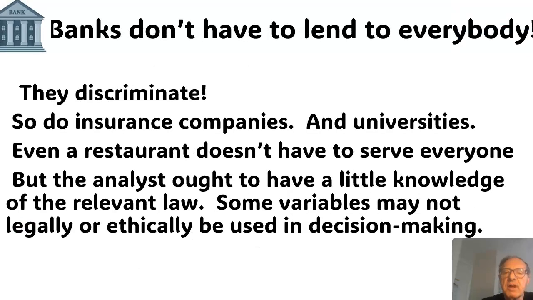Banks don't have to lend to everybody. They discriminate. I know that sounds like a nasty word, but so do insurance companies discriminate and universities. Even a restaurant doesn't have to serve everyone as long as their rules are applied uniformly. But the data analyst needs to have some understanding of the relevant law, and some variables may not be legally or ethically used in decision-making on credit scores.